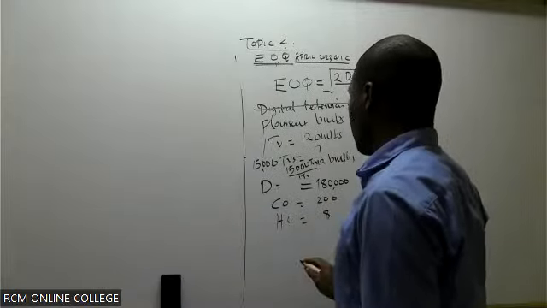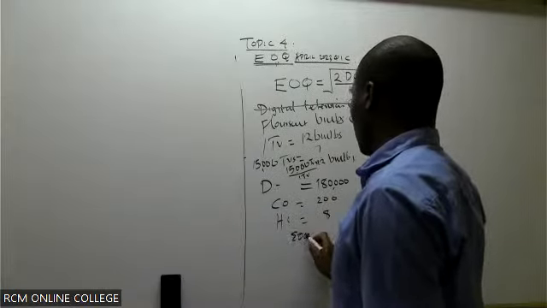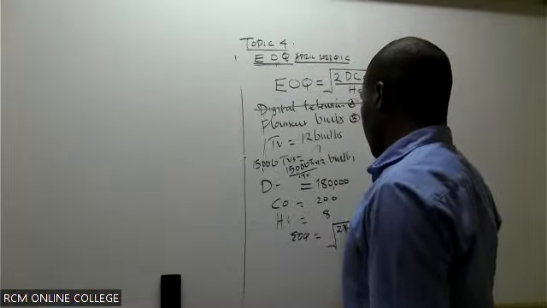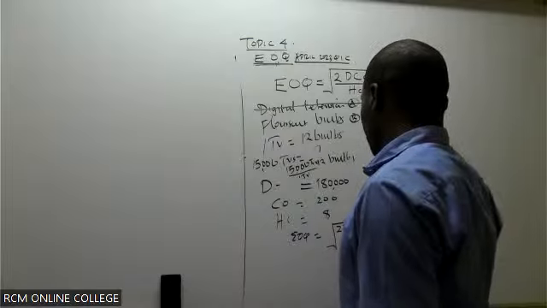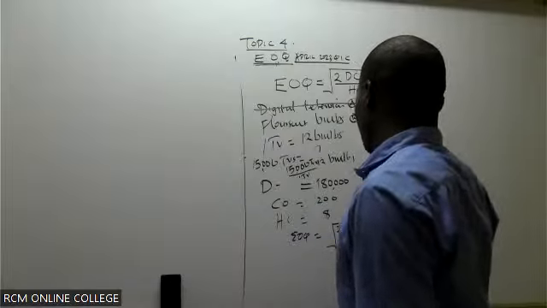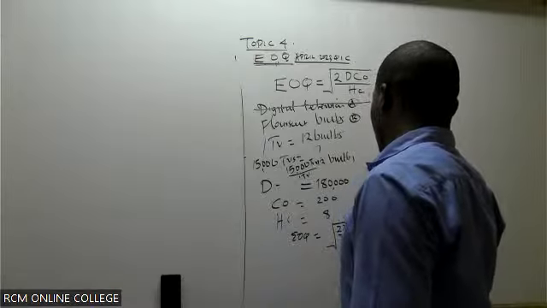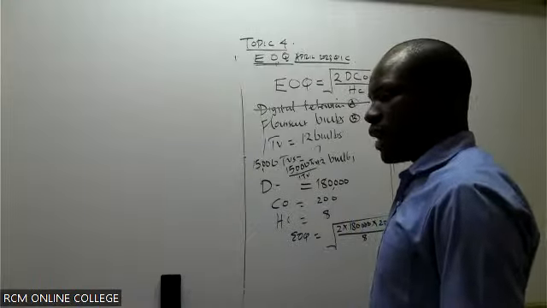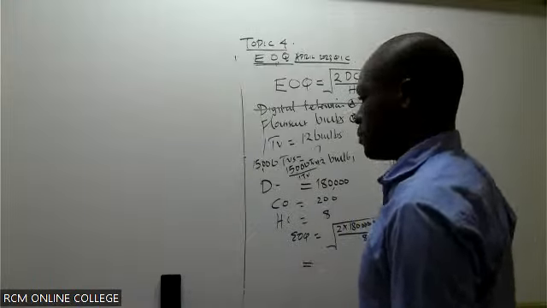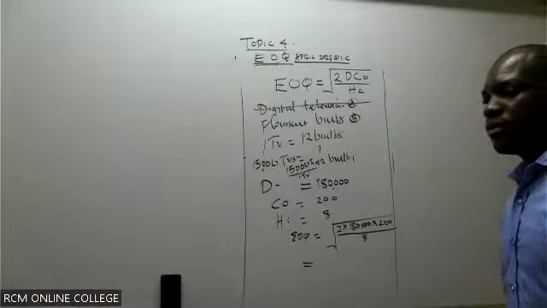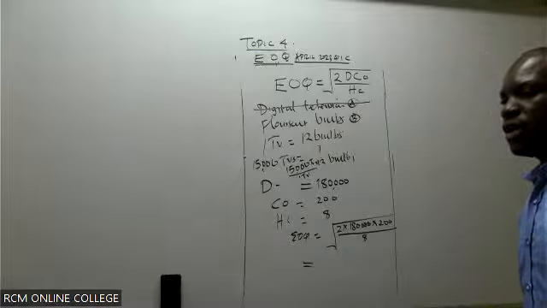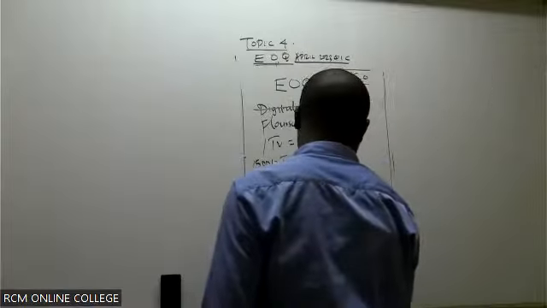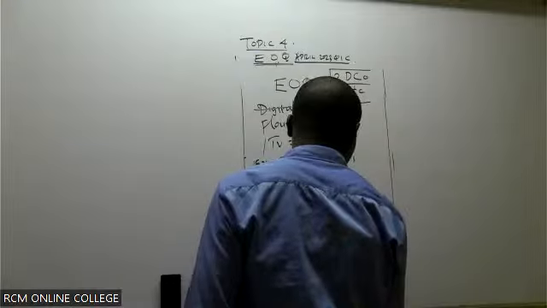It's equivalent to 8. Go ahead and give us economic order quantity equal to root of 2 times demand, which is 180,000, times ordering cost, which is 200. All of that we divide by holding cost, which is 8. If that is done, what is our economic order quantity? How many bulbs do they need anytime they're going to make an order? 3,000 bulbs.